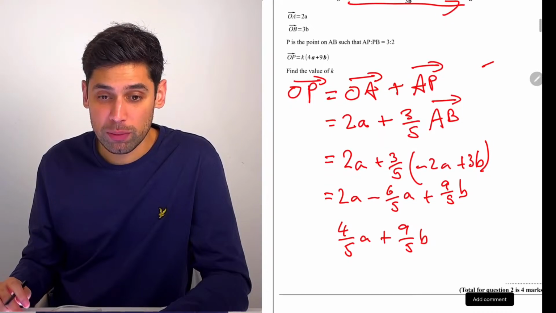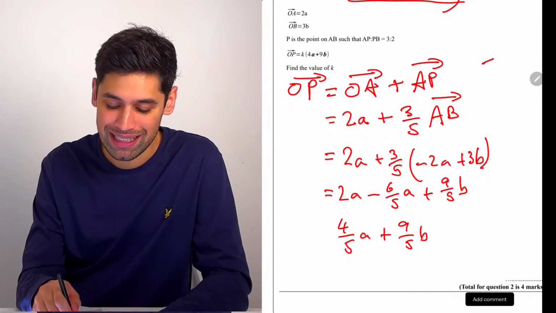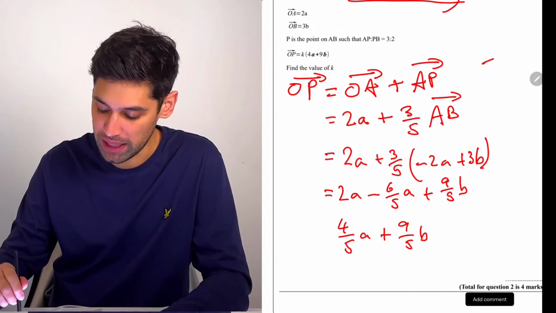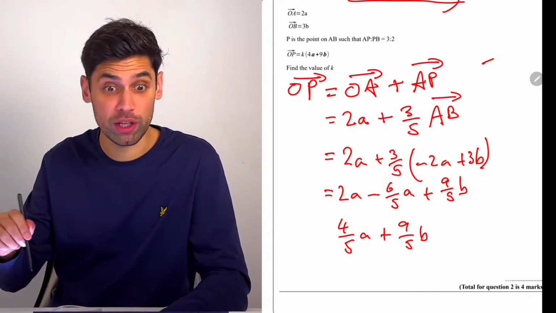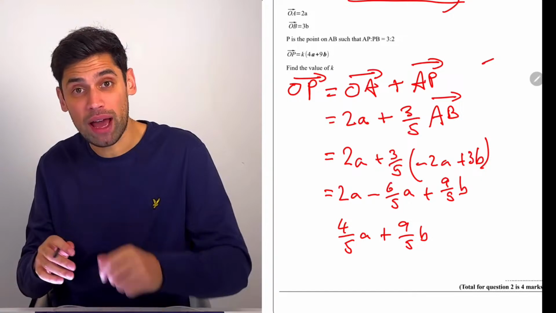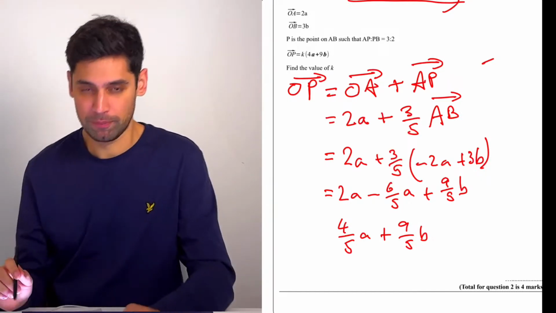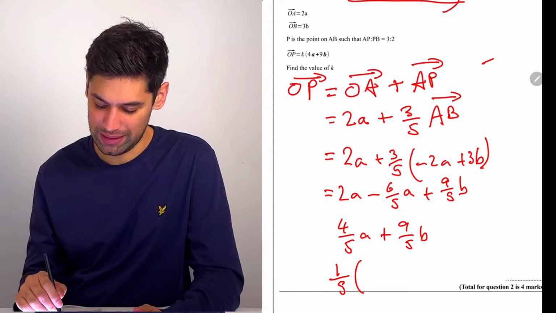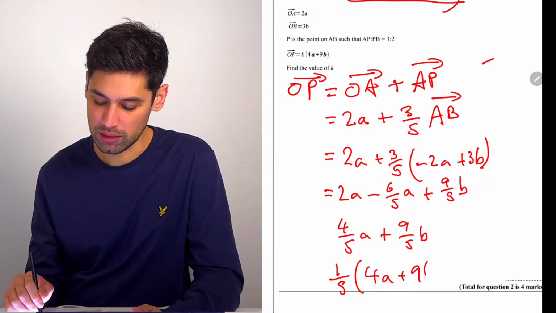And then if we look at what the answer is supposed to be, they're saying up here, show that OP is K brackets 4A plus 9B. We've got the 4, we've got the 9, that's great. What they both have is an over 5. So that kind of gives us the hint that if we just take out 1/5, that's going to leave us with the 4A plus 9B.